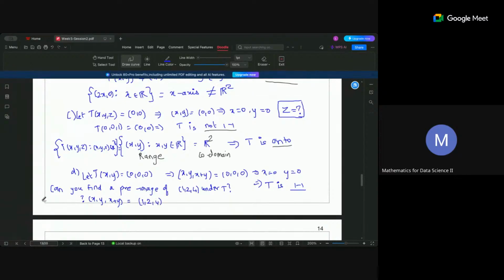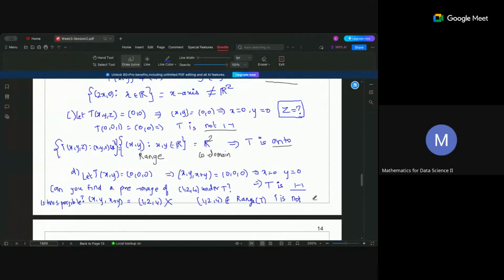Is this possible? No, ma'am. It's not possible, right? Here 1 plus 2 is not 4, so it is not in this format. So it means your 1, 2, 4 does not belong to the range of T. So your range of T is not equal to the entire R3. So T is not onto.